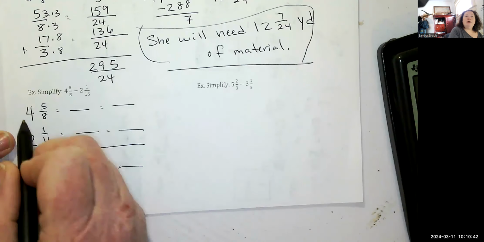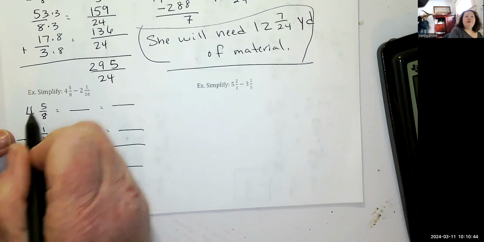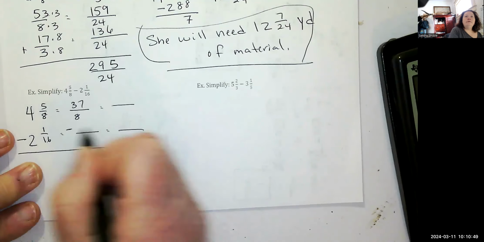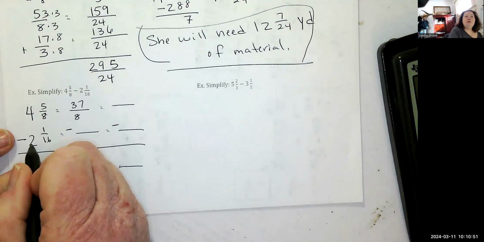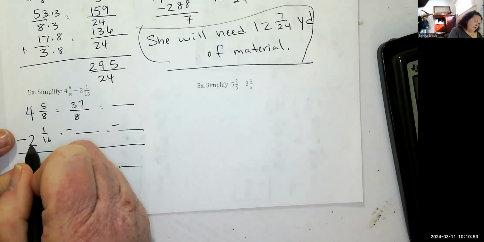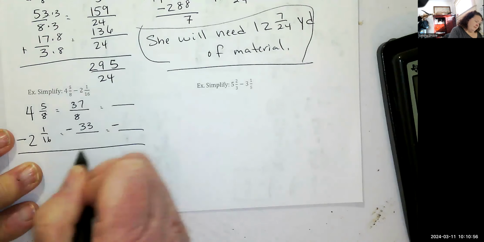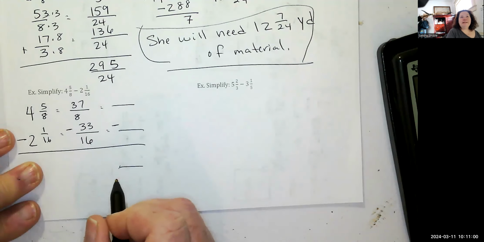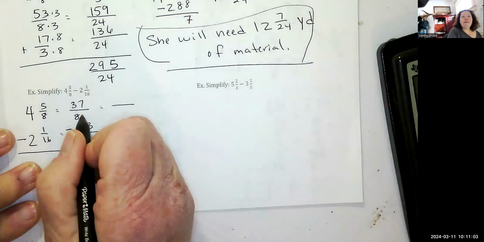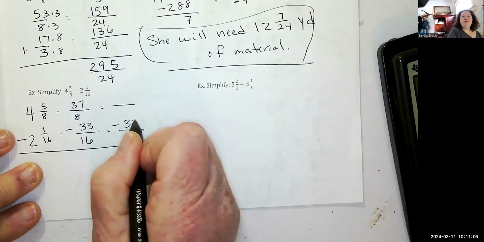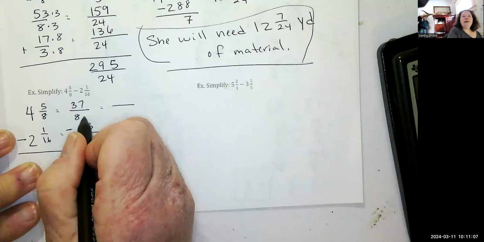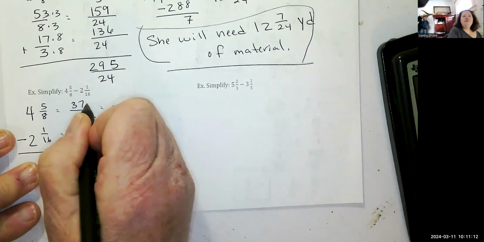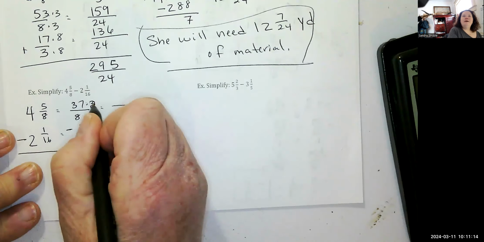All right, 8, I'm doing around the world. 8 times 4 is 32. 32 plus 5 is 37 over 8. And this one's negative. 16 times 2 is 32. 32 plus 1 is 33 over 16. Common denominator is going to be 16 because 8 times 2 is 16. So these are going to stay the same, 33 over 16. But this one has to be multiplied by 2 to get to 16. So therefore, 37 has to be multiplied by 2.